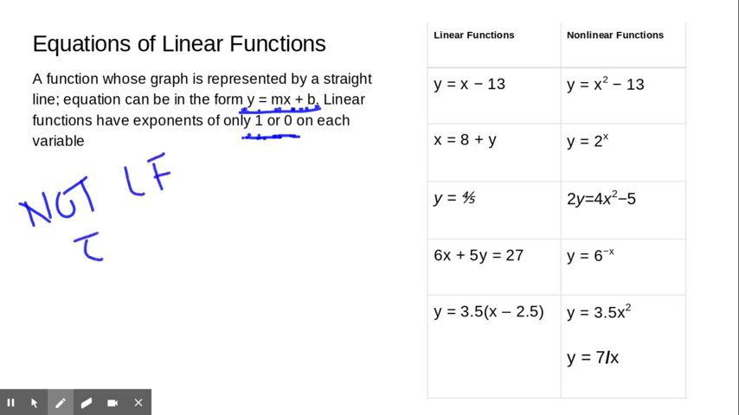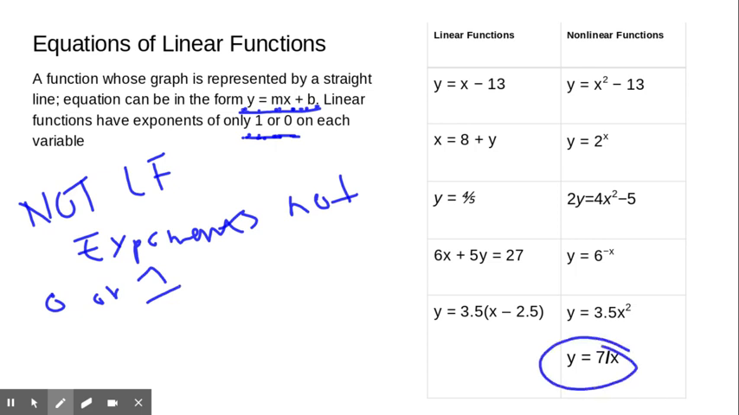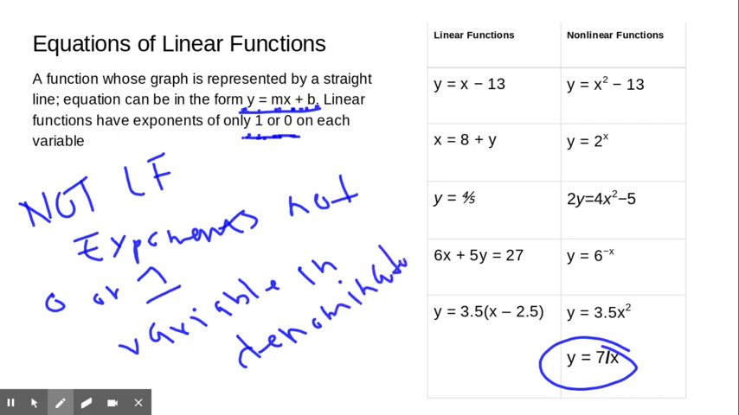Okay, so if it's not a linear function, that means our exponents are not 0 or 1. And then also we notice that if the x, the variable, is in the denominator, it is not a linear function. So variable in the denominator. So these two things would make it so it's not a linear function.